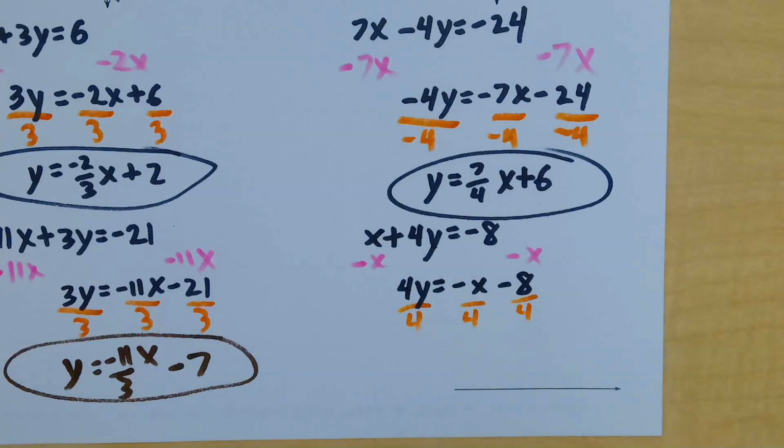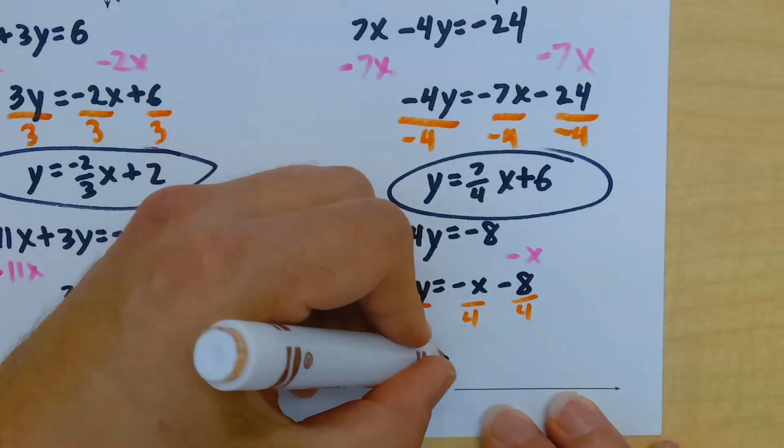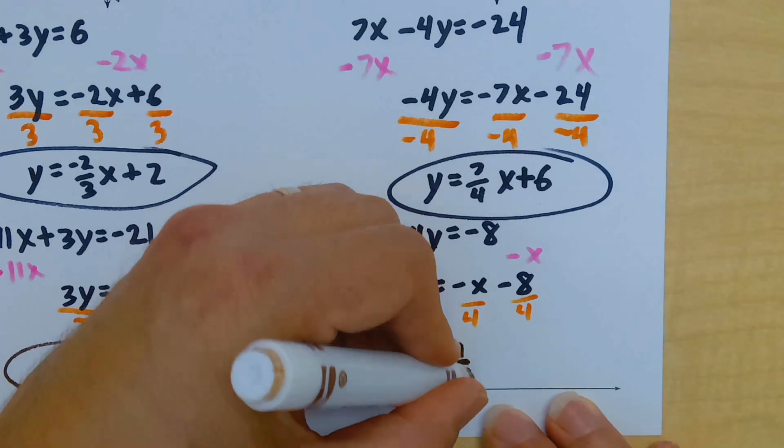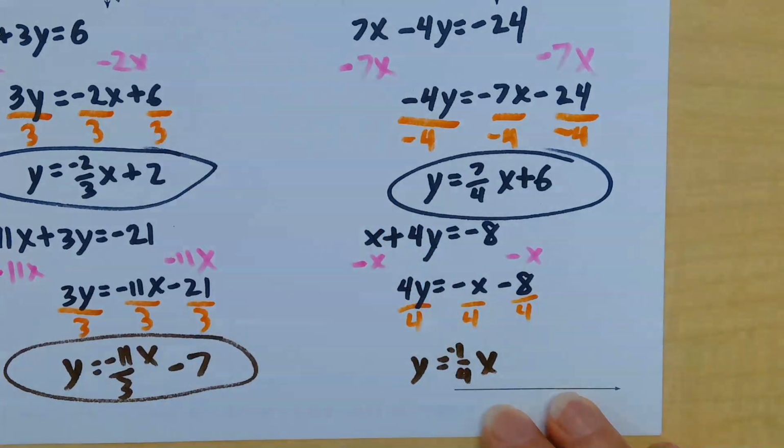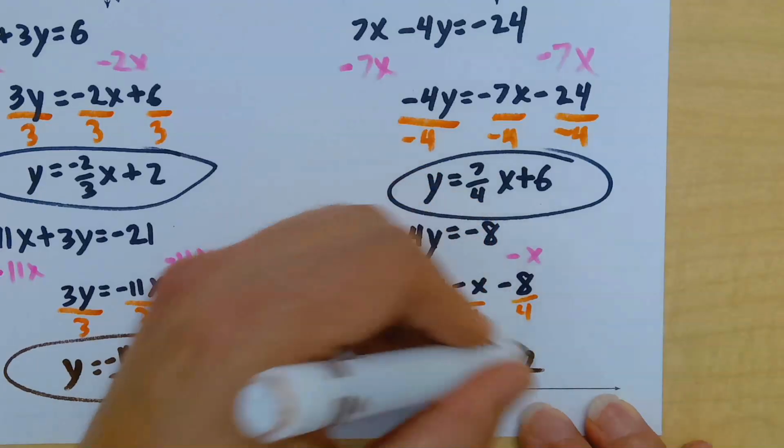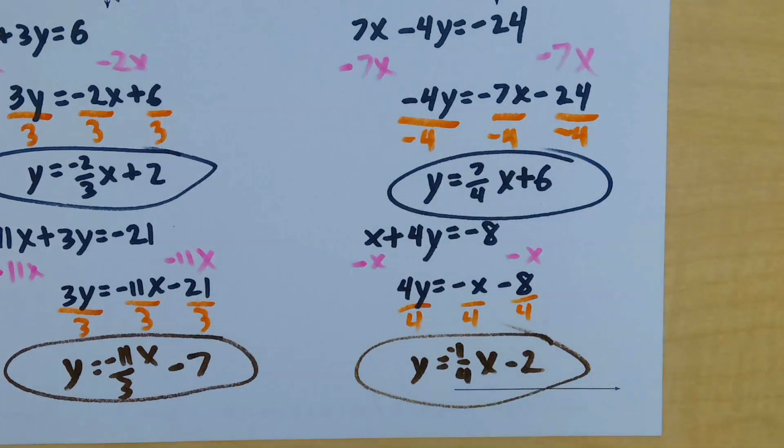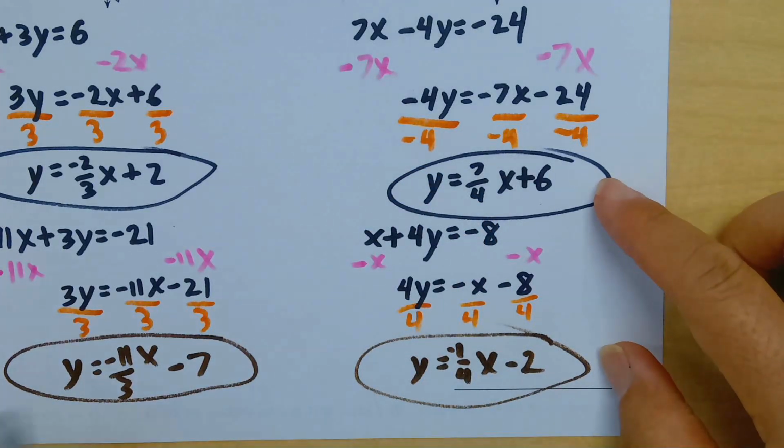Okay, and then I'm going to end up with y equals 1/4 x, negative 1/4 x minus 2. Okay, so we're going to graph these two equations. So let's do this first one.